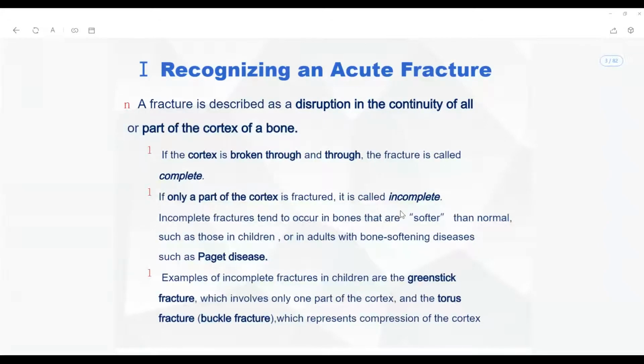So how can a fracture be classified? If only a part of the bone is broken, it is an incomplete fracture, or if the cortex of the bone is broken from the medial edge to the lateral edge, it is called a complete fracture. Okay? So understand this one thing. It takes a lot of power to actually have a complete fracture. A lot of force has to be present.